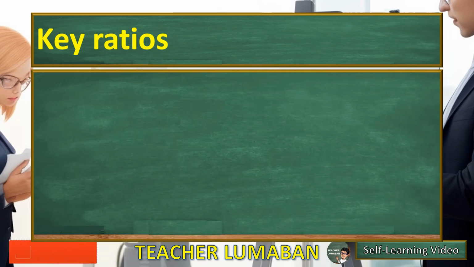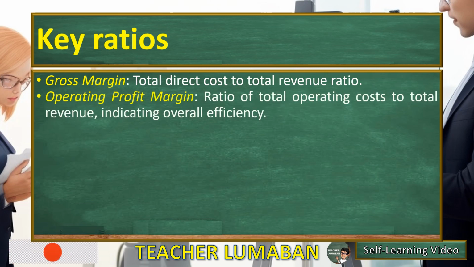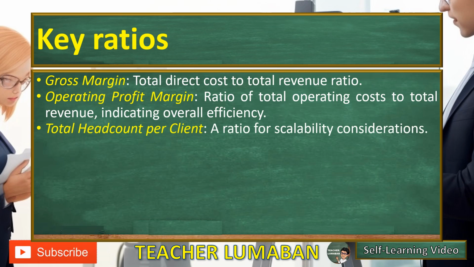After formulating aggressive revenue forecasts, it is important to review key ratios to ensure sound projections. Key ratios include gross margin, the total direct cost to total revenue ratio. Operating profit margin, the ratio of total operating costs to total revenue, indicating overall efficiency. Total headcount per client, a ratio for scalability considerations.